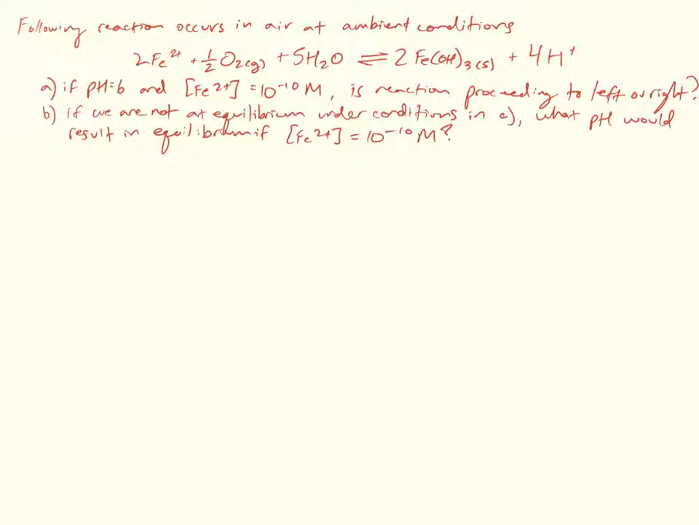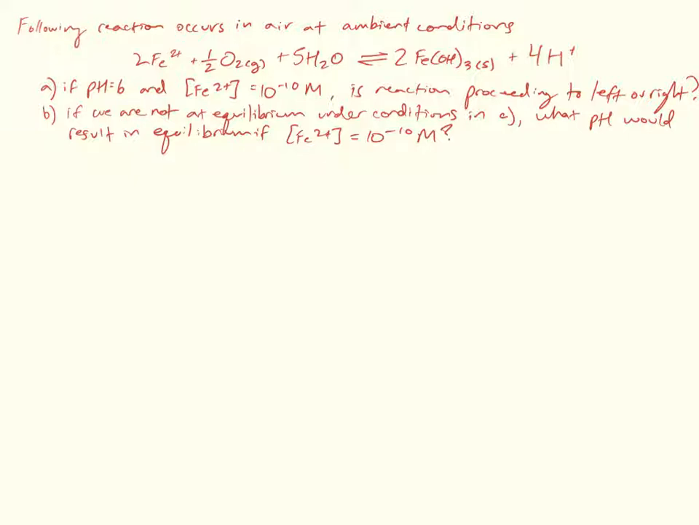And so the first part of the question asks, if the pH equals 6 and the concentration of iron 2 plus is 10 to the negative 10th moles per liter, is the reaction proceeding to the left or the right? And part B, if we are not at equilibrium under the conditions in part A, what pH would result in equilibrium if iron 2 plus is still 10 to the minus 10th moles per liter? So how do we start?